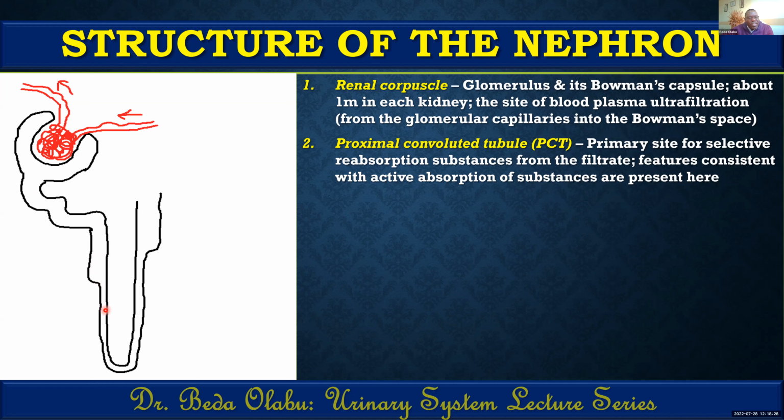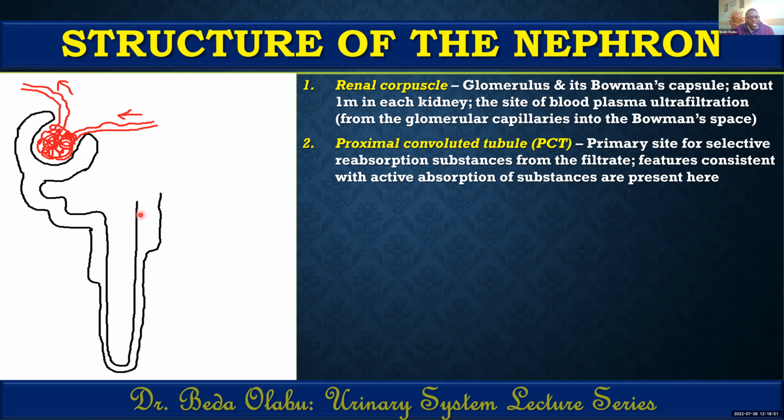And then we have the thin descending limb of the loop of Henle, which is lined by squamous epithelium. And then this part here, the thin ascending limb of the loop of Henle. And then this one, the thick ascending limb of the loop of Henle. Some nephrons don't have this particular segment here.